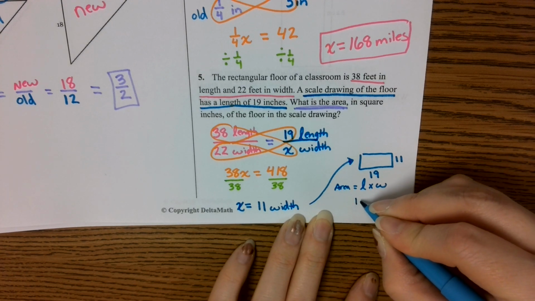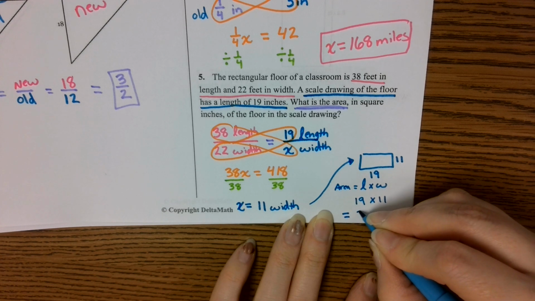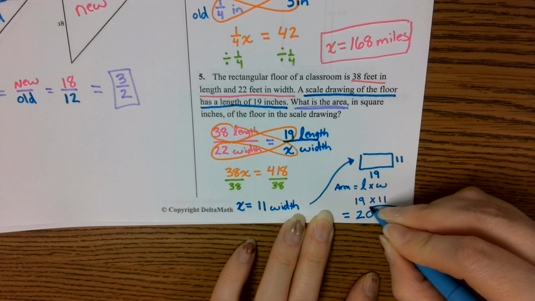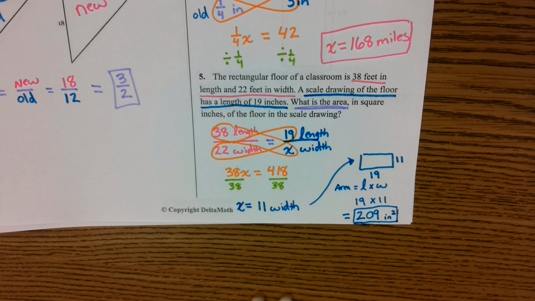We know our length was 19. We know our width was 11. So that makes our area 209, and that's inches squared. That's what I mean when I say it's not all going to be just find what's missing. Some of the questions are going to say find the area, find the perimeter. You have to know the difference between area and perimeter.